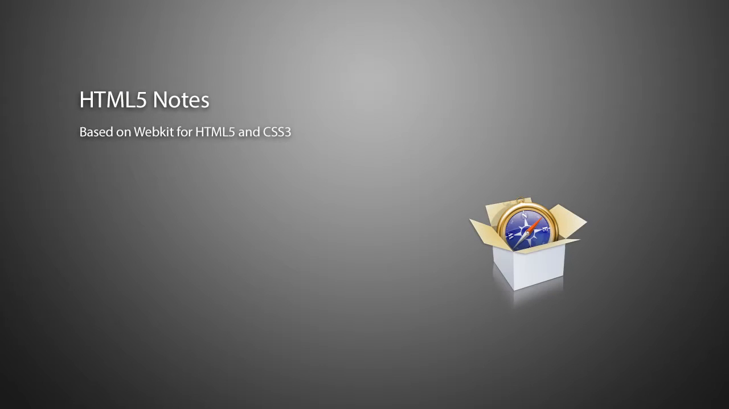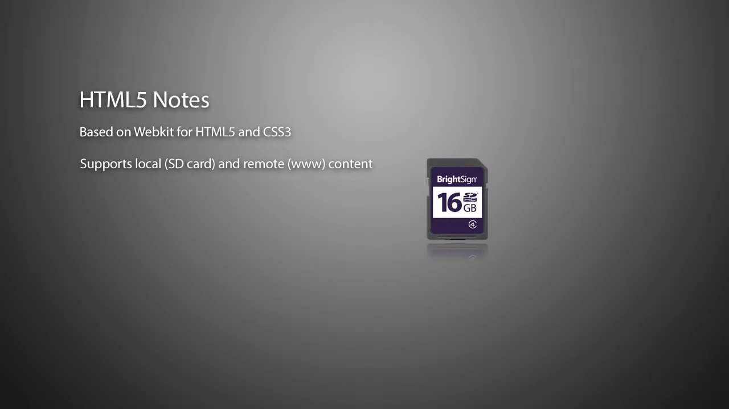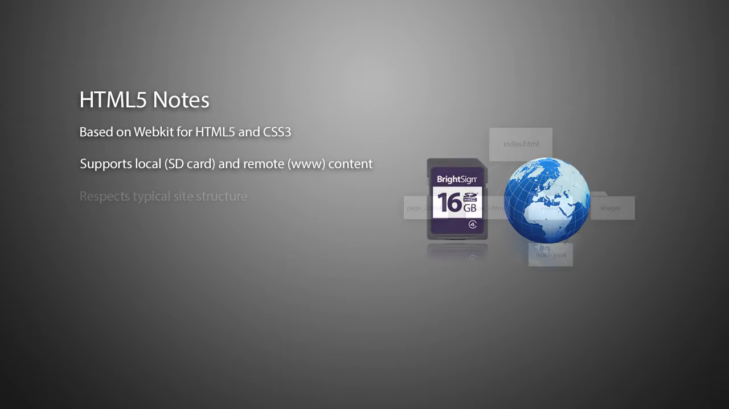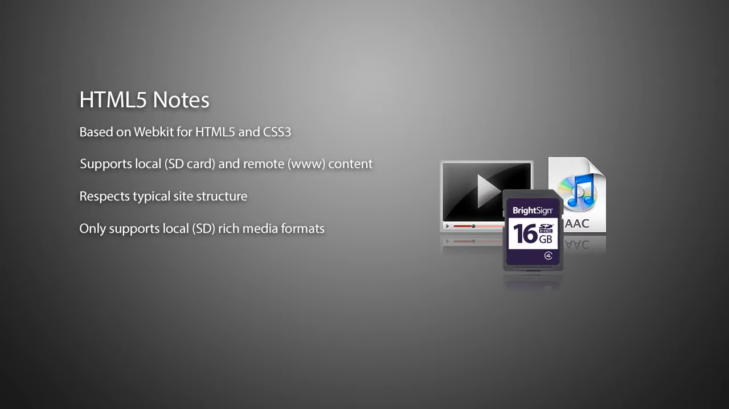First, BrightSign uses WebKit HTML5 rendering and supports most HTML5 actions and CSS3 for styling and formatting. Also, content can be local, hosted on the BrightSign SD card, or remote from the World Wide Web. All content needs to live within a typical site directory structure. This directory should be kept clean of PSDs and other working files. BrightSign will not stream media remotely. Therefore, all rich media such as video and audio needs to be hosted locally.